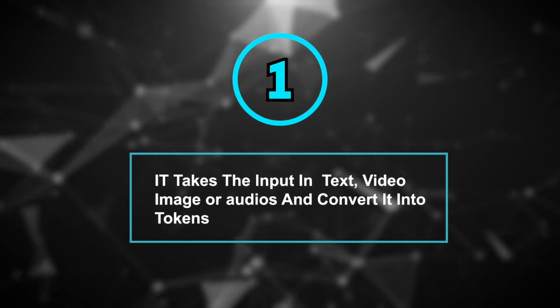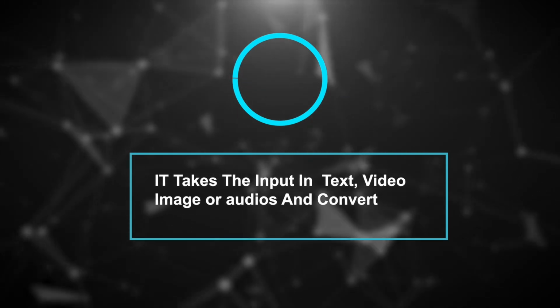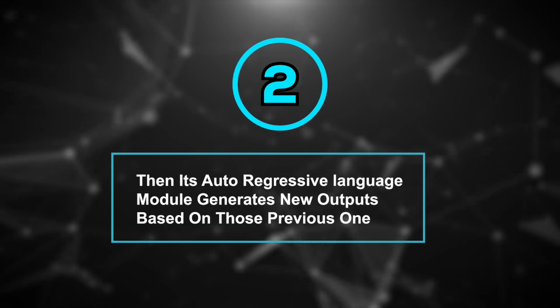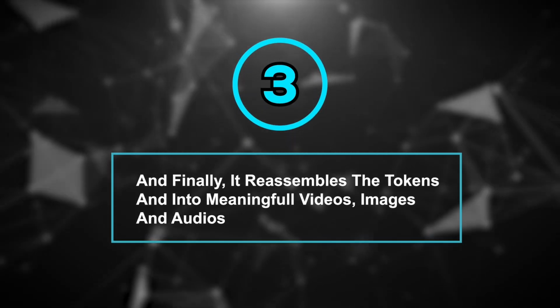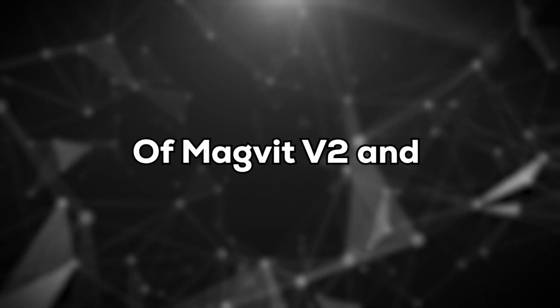But how exactly does it make videos? Well, there are three steps to making these videos. The first is it takes the input in text, video, image, or audio and converts it into tokens. Then its auto-regressive language model generates new outputs based on those previous inputs. And then it reassembles the tokens into meaningful images, videos, and audios, using the inverse function of MagVit V2 and SoundStream.